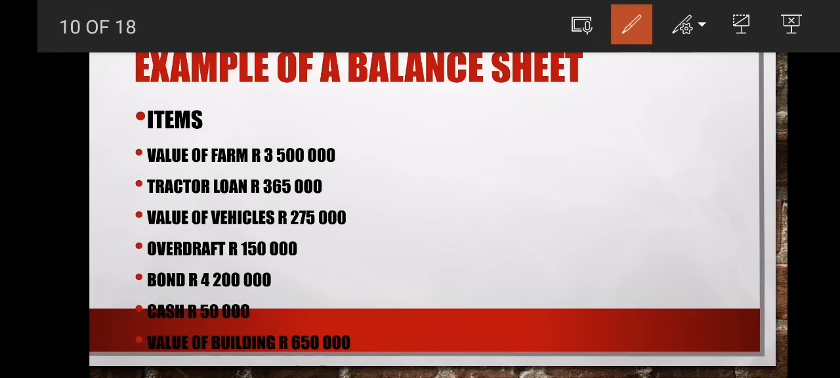The value of farm, it's what his own farm values, the money that it values. So we can say this one, it belongs to him. It's an asset. He took a loan to buy a tractor, so it means he's paying the loan. So we can say it's a liability. Value of vehicles. You have his vehicles. What is the value of these vehicles if we decide to sell them? So it means that money belongs to him. We say it's assets.